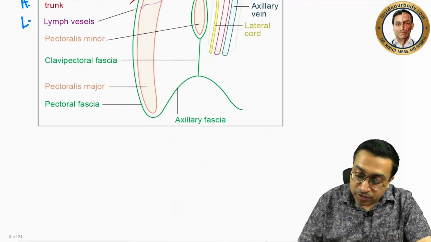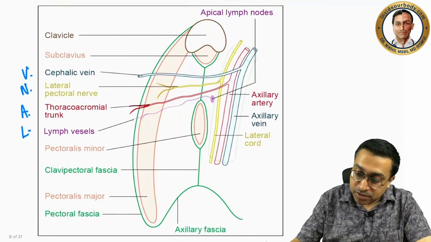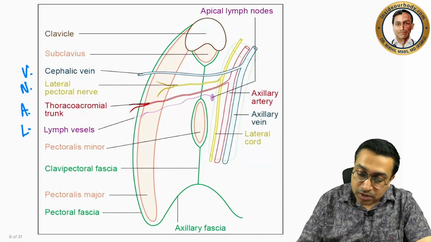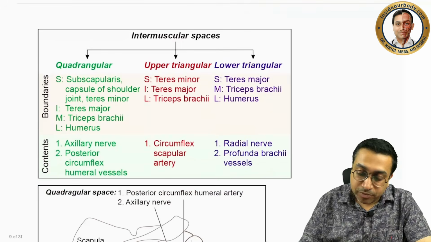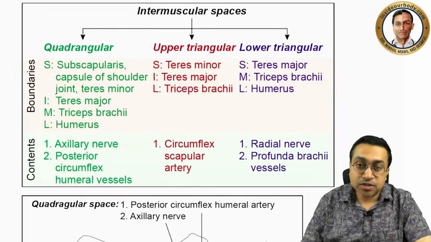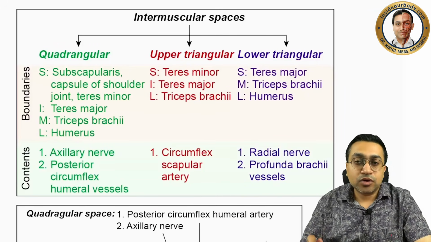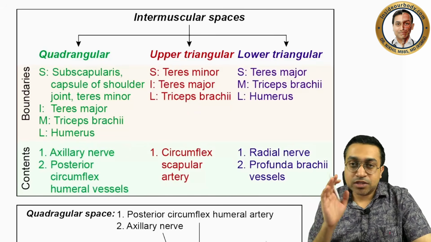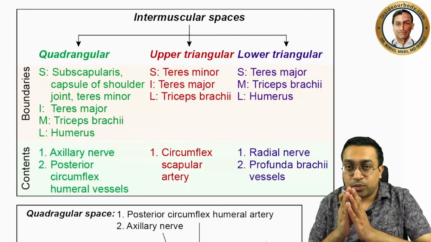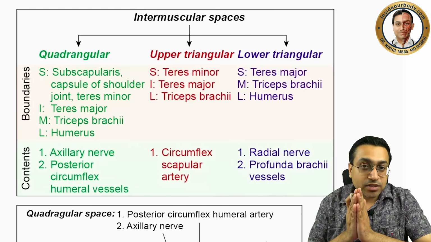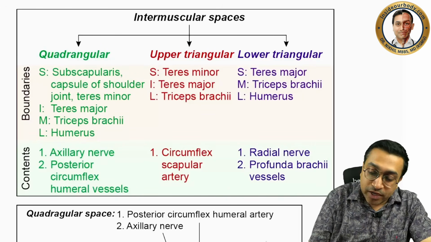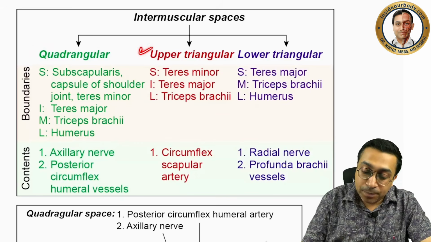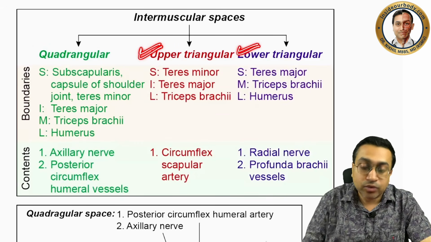Then we move on to the next. After this clavipectoral fascia, let me take you to the intermuscular spaces. Now these are again very interesting and easy. First catch the word intermuscular, so between the muscles. What are the muscles involved? So we have the quadrangular intermuscular space, upper triangular space and lower triangular space.